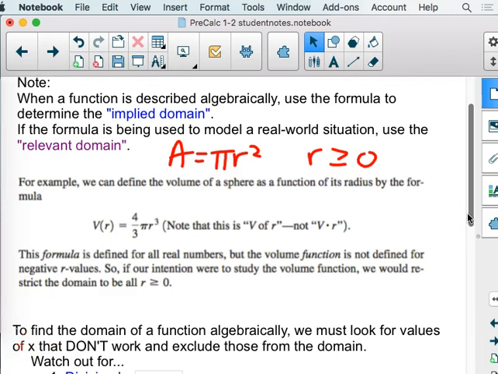For example, we can define the volume of a sphere as a function of its radius by this formula. V of r equals 4/3 pi r cubed. You should recognize that from geometry. That was long ago. And it says, note, yeah, this is kind of silly. Note that this V of r is not multiplication. It's not V times r, but we all know that. This formula is defined for all real numbers, but the volume function is not defined for negative r values. It wouldn't make sense. How are you going to have a sphere that has a negative radius? That doesn't make any sense. So if our intention were to truly study the volume function for a sphere, we would restrict the domain to be r is greater than or equal to 0.